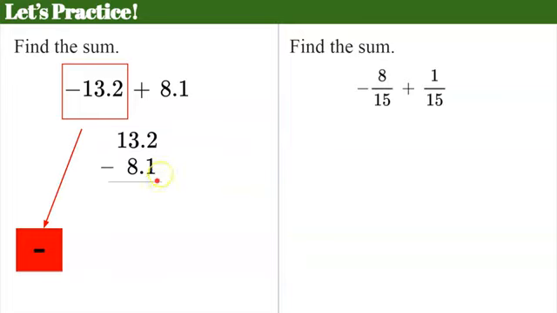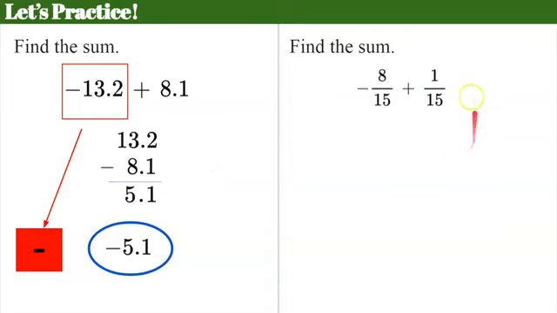Now I'm ready to subtract. 2 subtract 1 is 1. Bring down your decimal point. 13 subtract 8 is 5. Remembering that my sum needed to be negative.